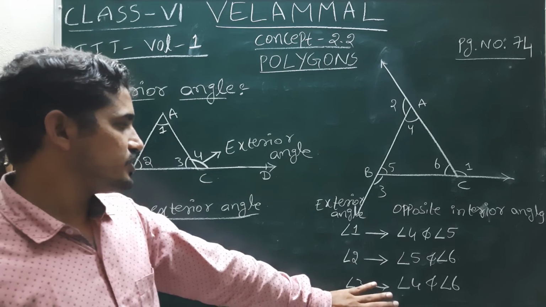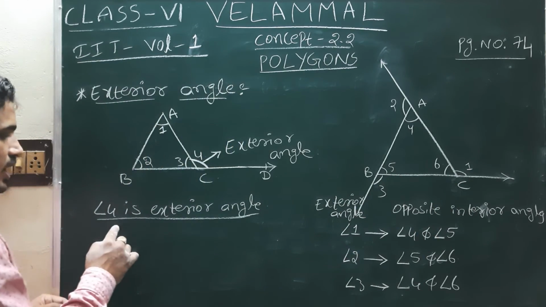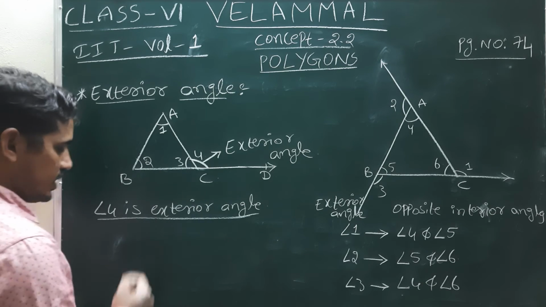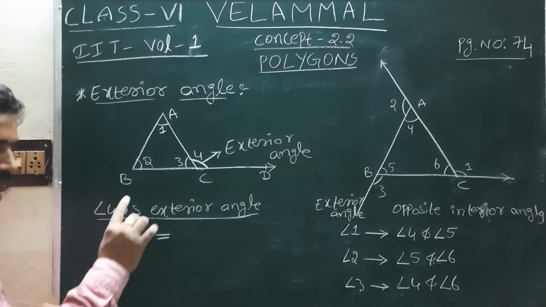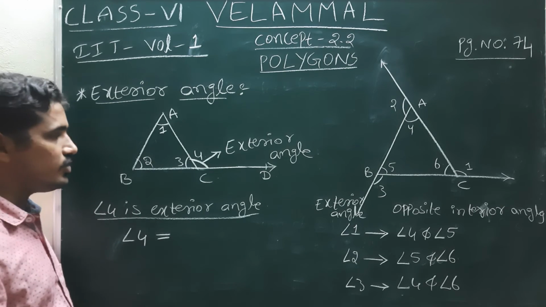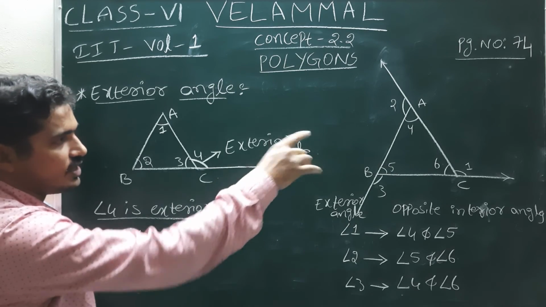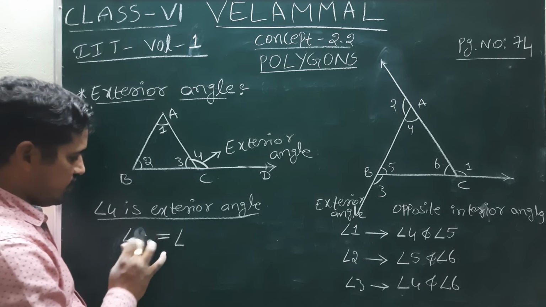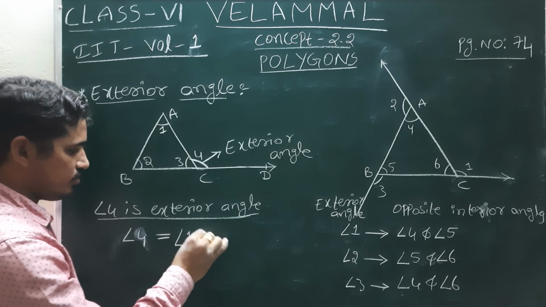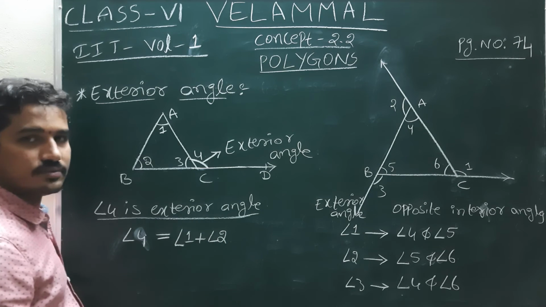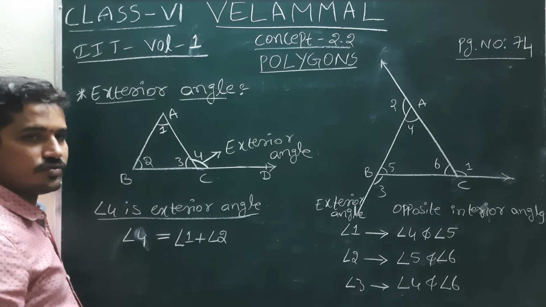Now, what is the relationship between the exterior angle and the opposite interior angles? Angle 4 is the exterior angle we are taking. So an exterior angle is always equal to the sum of opposite interior angles. So by that we can say angle 4 is equal to angle 1 plus angle 2.